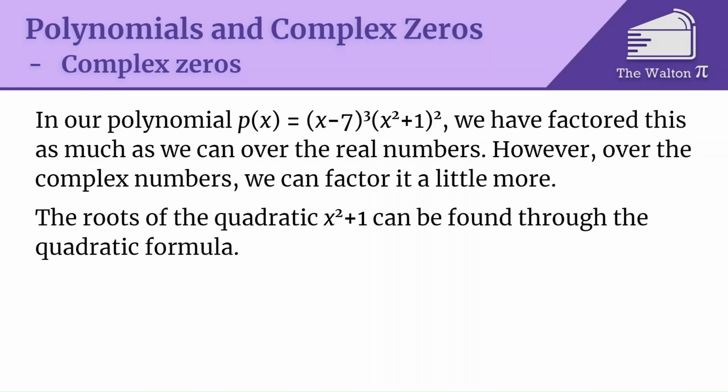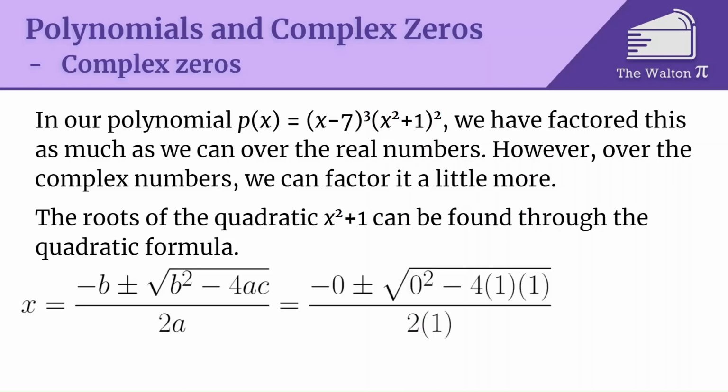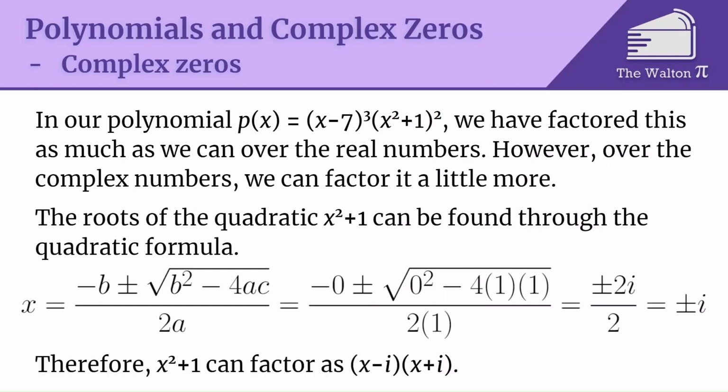Okay, so the roots of the quadratic x squared plus 1 can be found through the quadratic formula. So x equals negative b plus or minus the square root of b squared minus 4ac, all over 2a. There's a lot of different mnemonics to remember that, but however you remember it, we can just plug those values into the quadratic formula. So here we get negative 0 plus or minus the square root of 0 squared minus 4 times 1, all over 2 times 1, which gives us plus or minus 2i all over 2, which is plus or minus i. So that means that x squared plus 1 factors as (x minus i) times (x plus i) over the complex numbers.